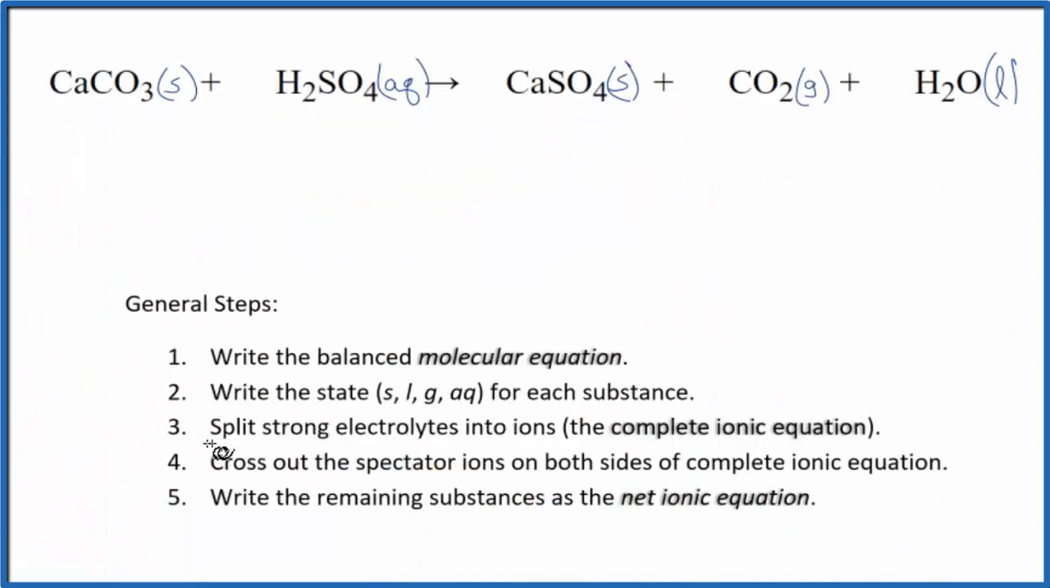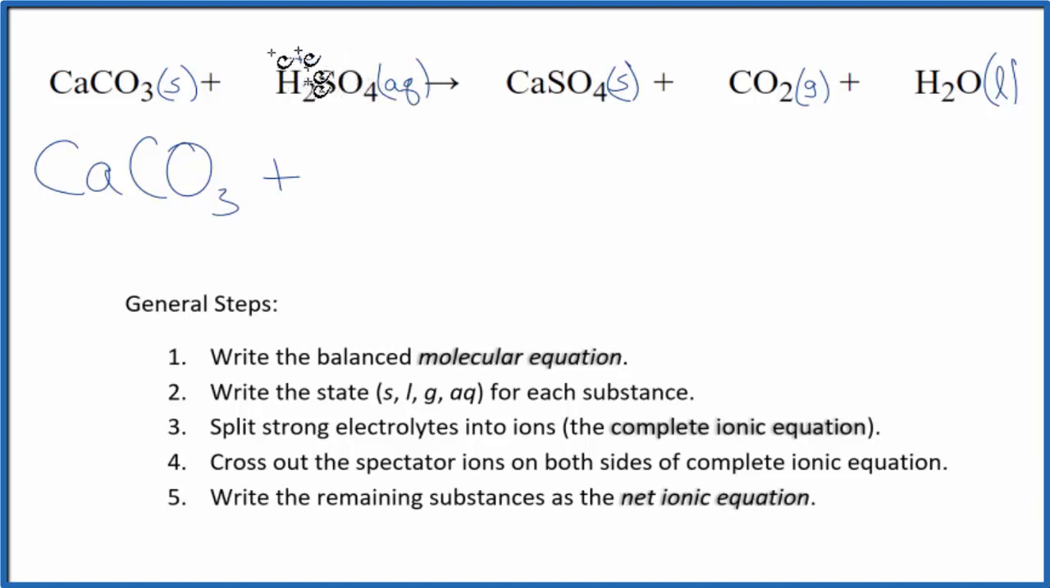Next, we'll split the strong electrolytes into their ions. That'll give us the complete ionic equation, sometimes called the total ionic equation. Calcium carbonate, since that's a solid, we don't split those apart in net ionic equations. It's just CaCO3. And I won't write the states now. I'll add that later. Hydrogen has a 1 plus ionic charge. It's in group 1.